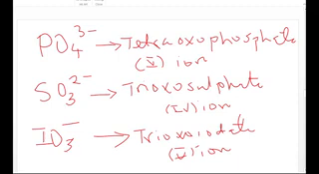Now, if you are naming simple ionic compounds, note we are going to start from the very simple ones. Then you'll be moving gradually to the complex ions. We are not dealing with complex ions at all. Complex ions are not in our syllabus for our level.